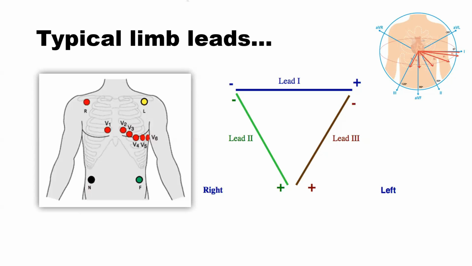If we talk about typical limb leads, these are formed by arrangement of bipolar electrodes of right arm, left arm, and the left foot. Electrical difference between the right arm and the left arm gives rise to lead 1. Between the right arm and the left foot gives rise to lead 2. This is lead 1. This is lead 2, and this is lead 3.